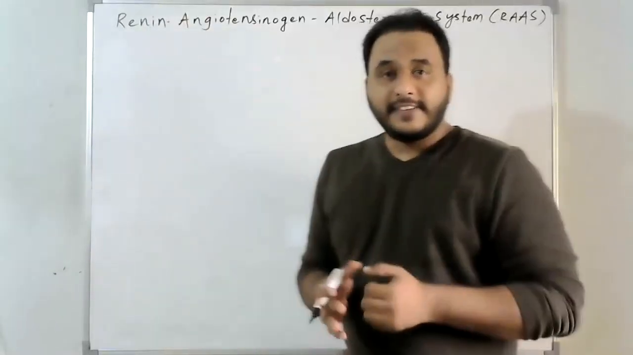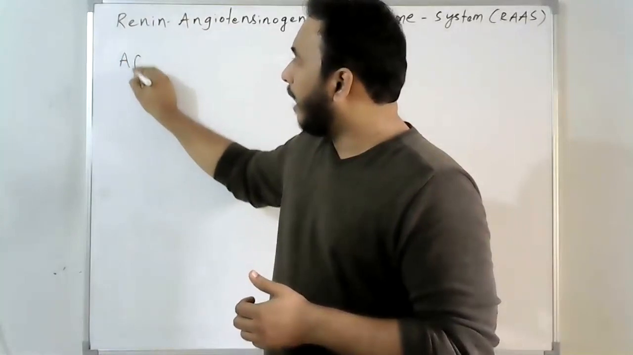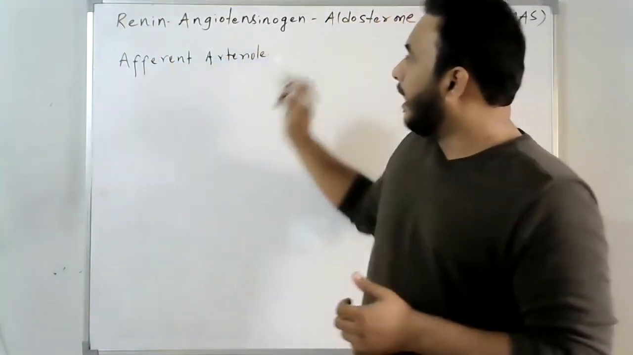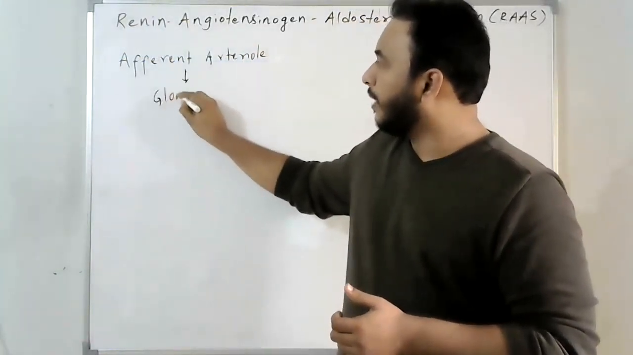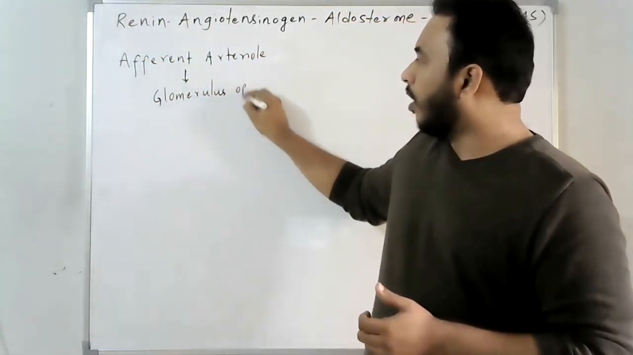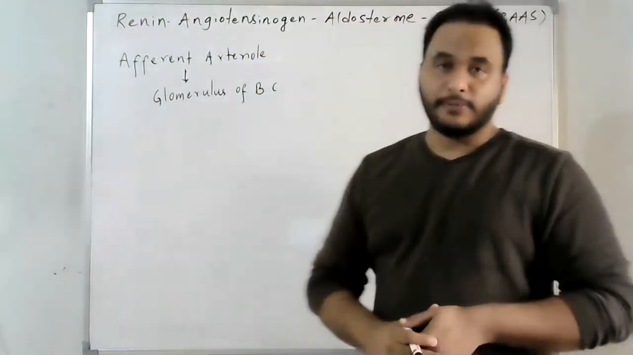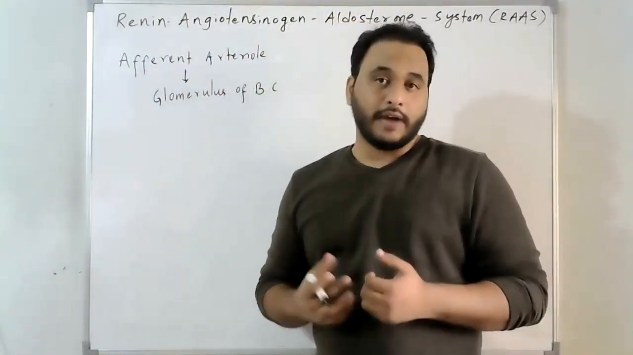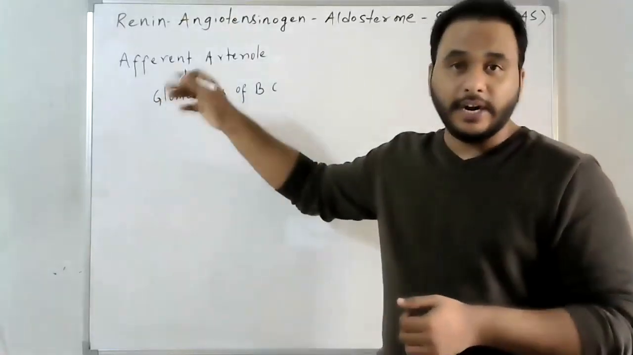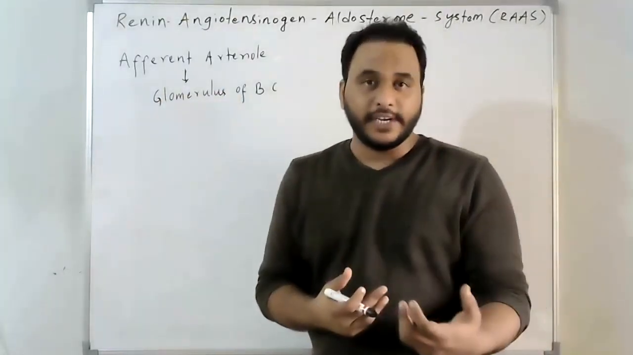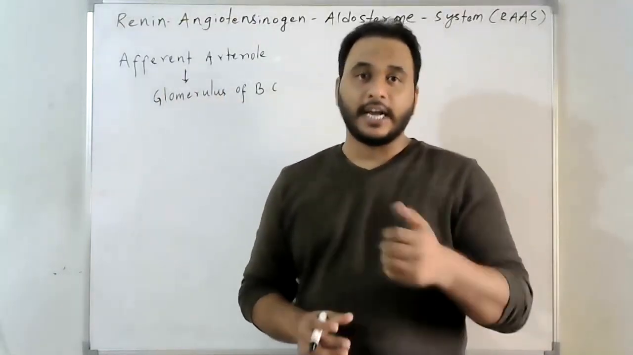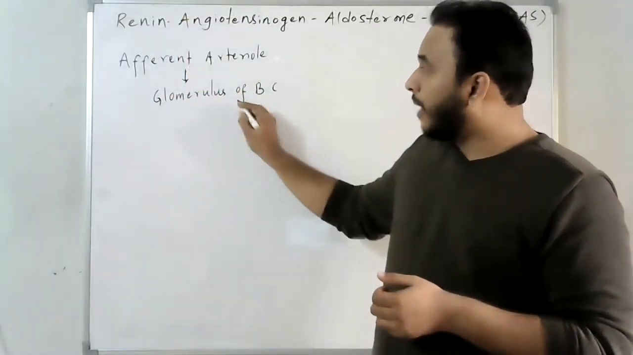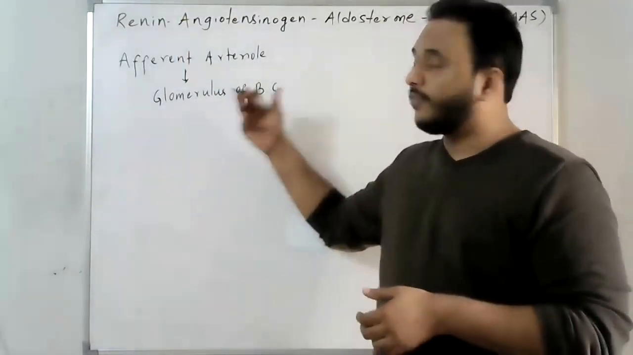First of all, there is an arteriole that is called the afferent arteriole. The afferent arteriole brings the blood to the glomerulus of Bowman's capsule. The glomerulus belongs to Bowman's capsule. It gets the blood from the afferent arteriole. This is the renal afferent arteriole, which brings the blood for filtration. Glomerular filtration I have explained in another video. You can have a look at that video. And then the afferent arteriole brings the blood into the glomerulus of Bowman's capsule for the filtration.